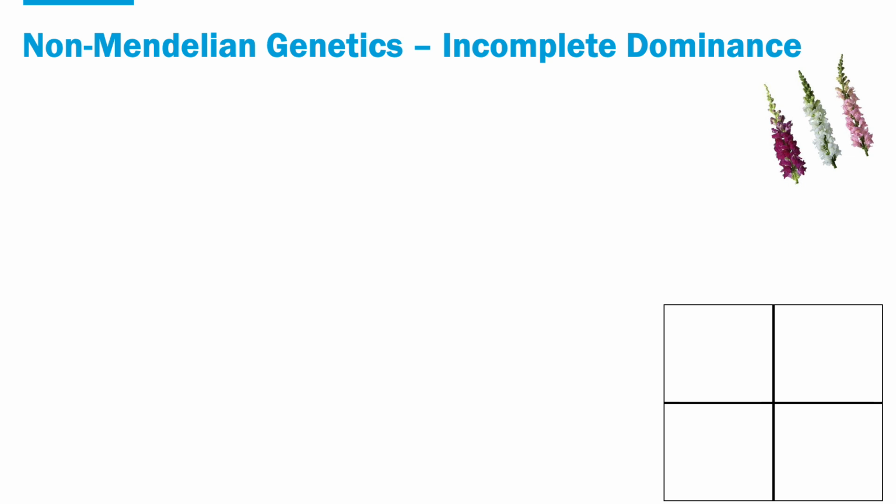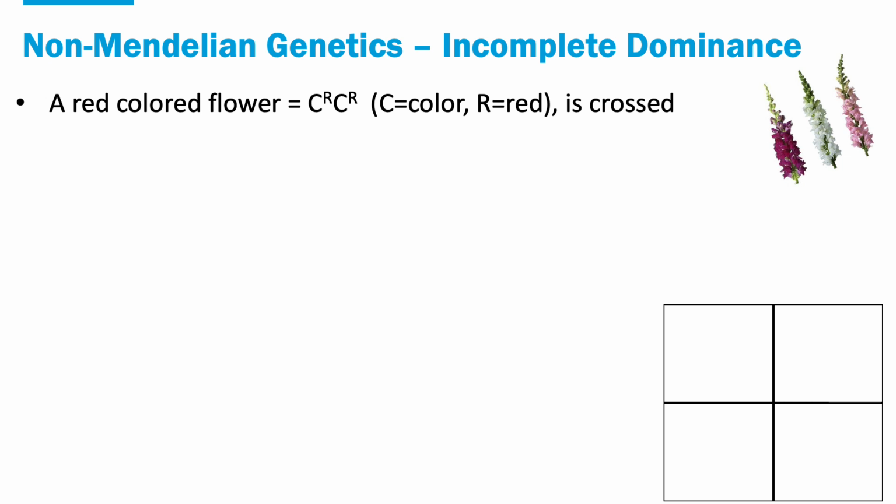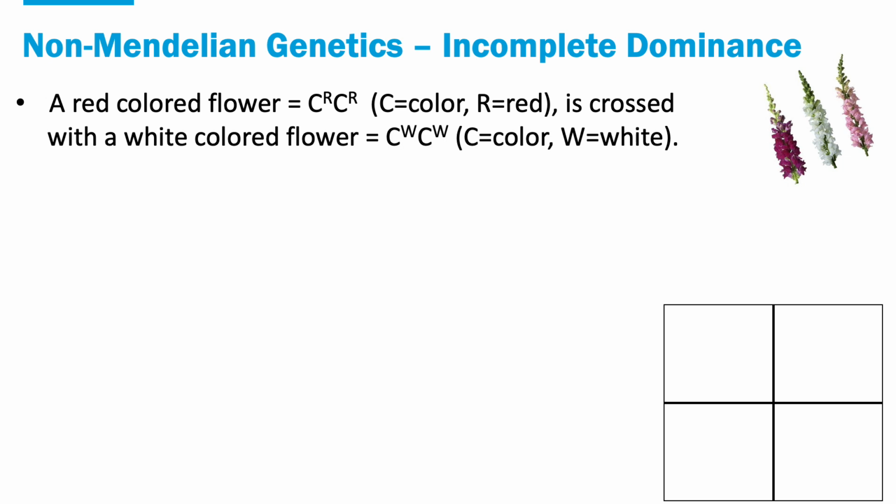Okay, let's take a look at an incomplete dominance example. We have a red colored flower, and we're going to represent the color with the letter C, and then we're going to put, looks like a power, the R, which is going to represent red. So we know that one of our snapdragons is going to be a red color. And then we're going to cross that with a white colored flower. Again, the C is representing the color, and then what specific color we're looking at is the W for white.